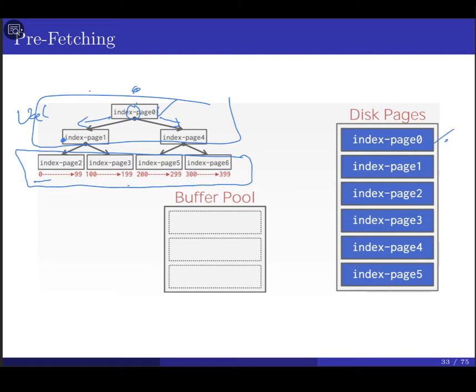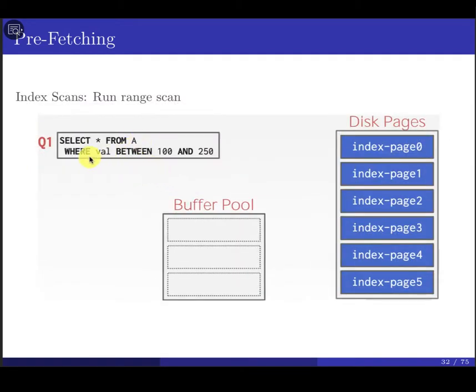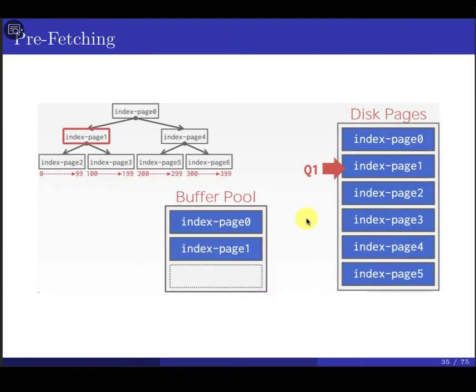Remember my query that I'm trying to achieve here. I need to select star from A with the value between 100 and 250. Okay? So you start at the top here, this is your query. Okay? Fetch the index page 0 first. Then after that, once you fetch index page zero, the root here, you can tell, for example, which page you're going to fetch.